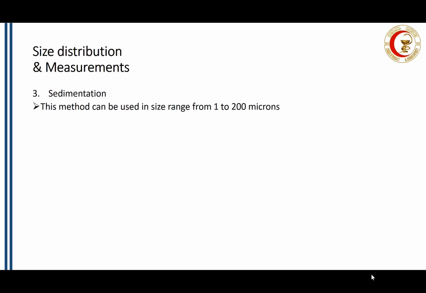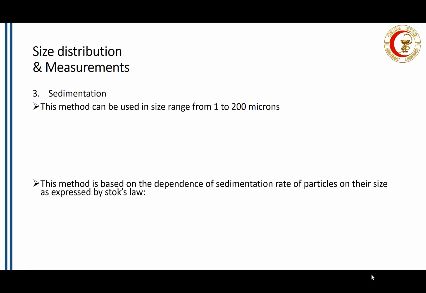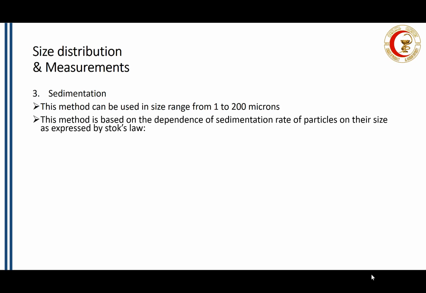The third method we have is the sedimentation method. Now this method can be used in a size range from 1 to 200 microns. This method depends on the sedimentation rate of particles, and the sedimentation rate depends on the size of these particles as expressed by Stokes' law. If we look at Stokes' law and define each part of it, d Stokes, which is the effective diameter of the particle, can be measured by this equation.